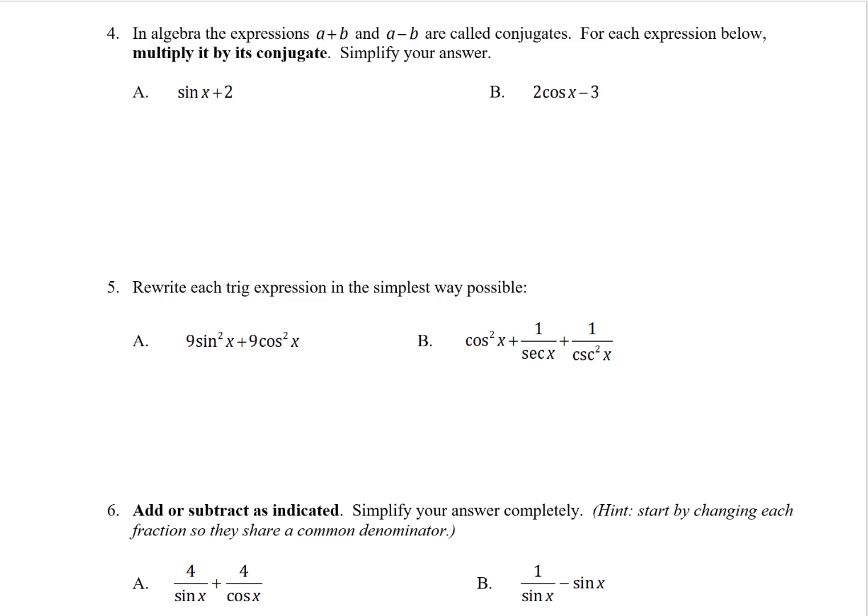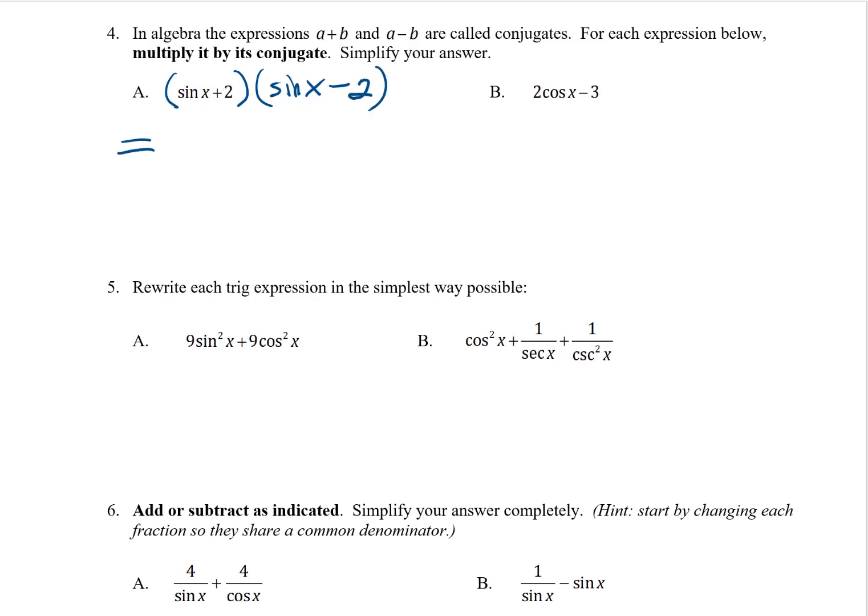Problem number 4. We call the expressions a plus b and a minus b conjugates of one another. The directions say take each expression shown and multiply it by its conjugate. So the conjugate for sine x plus 2 would be sine x minus 2. Just change the sign in the middle. Okay, now I have a FOIL problem.